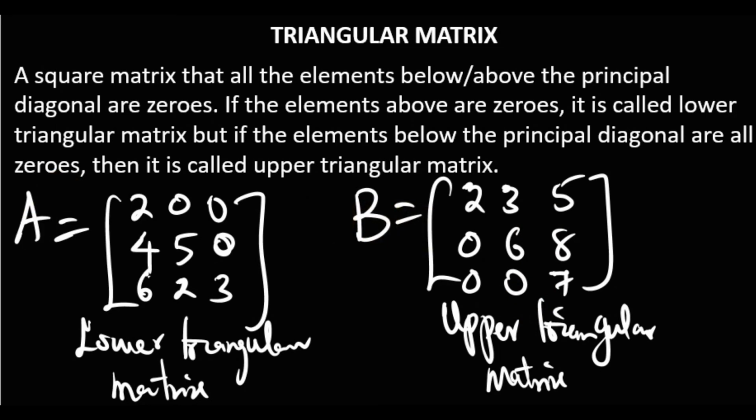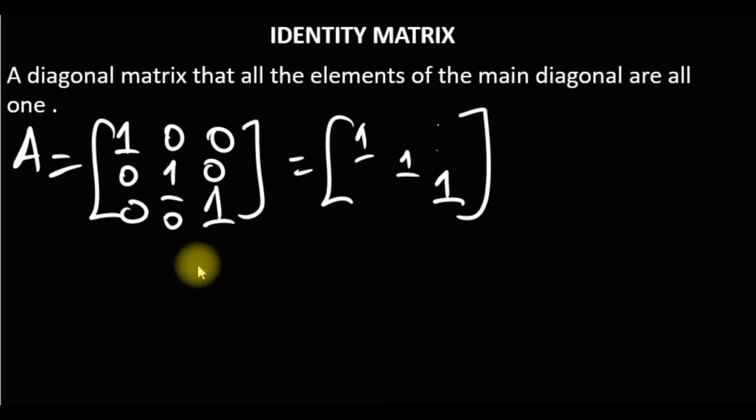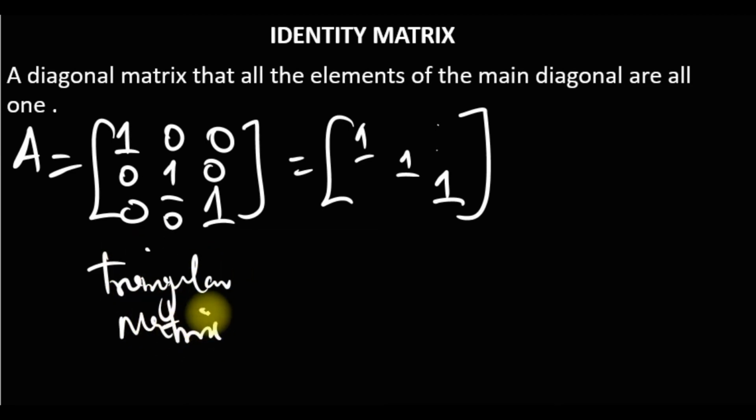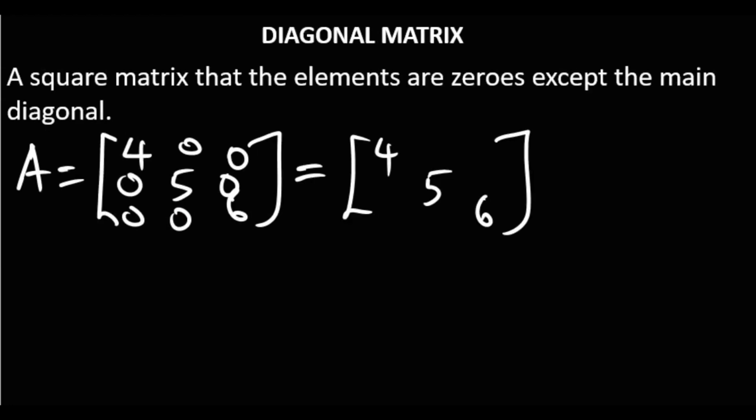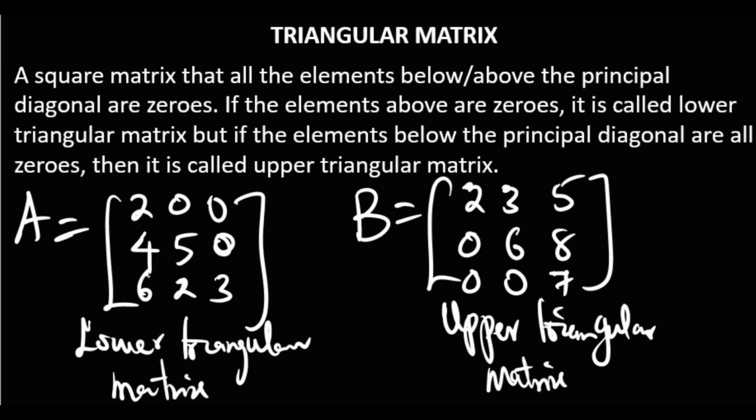So we can still call an identity matrix a triangular matrix. So this is also a triangular matrix, because it obeys the definition. So that's it. An identity matrix and a diagonal matrix are all triangular matrices.